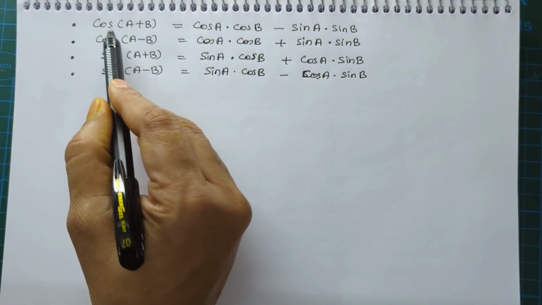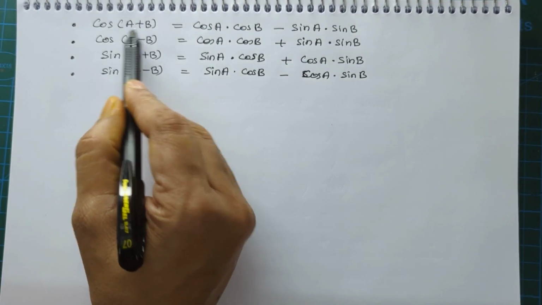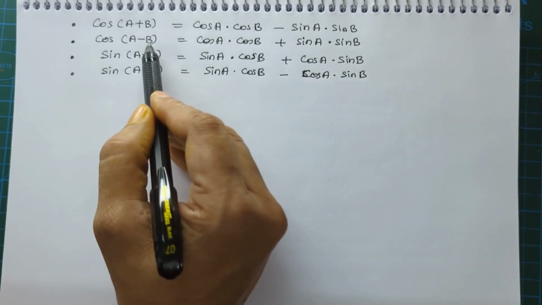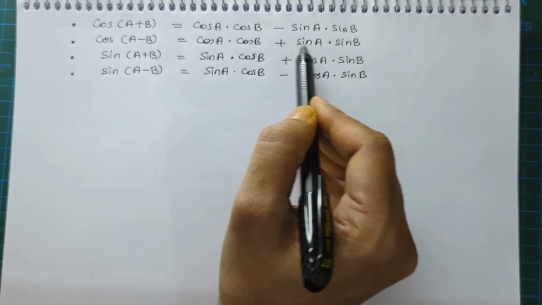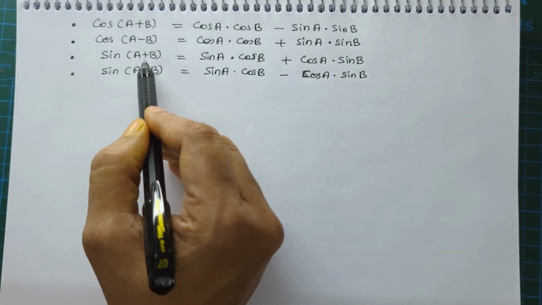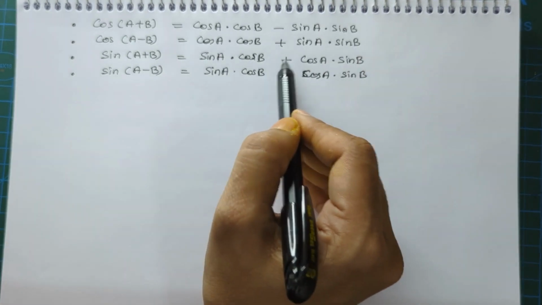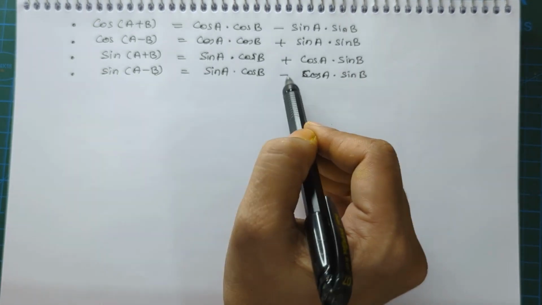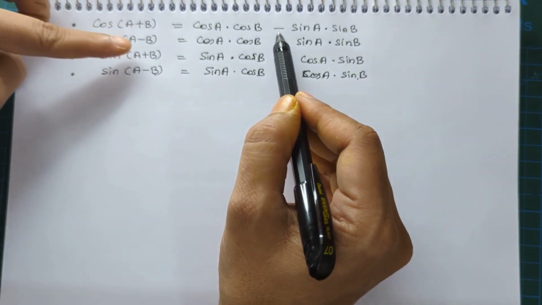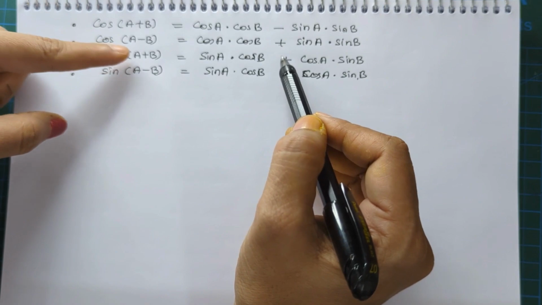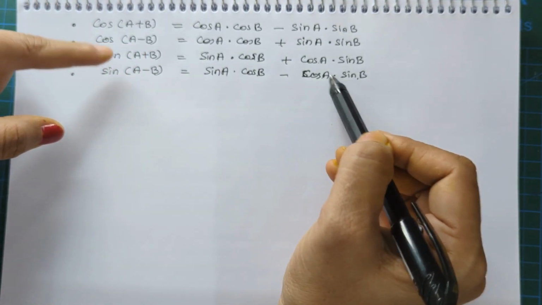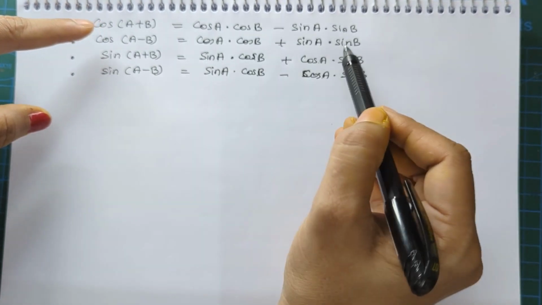Now that we have learnt the identity for cos(A + B): cos(A + B) is cos A cos B minus sin A sin B. Cos(A − B) is cos A cos B plus sin A sin B. Sin(A + B) is sin A cos B plus cos A sin B. Sin(A − B) is sin A cos B minus cos A sin B. When plus is here, minus is here, plus. But for sin A sin B, same symbols are there. Same terms before, same terms after. Here also same terms before, same terms after.